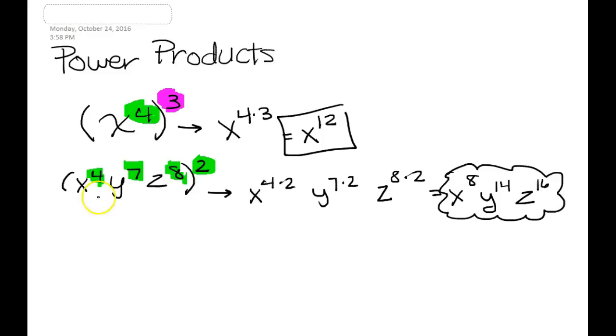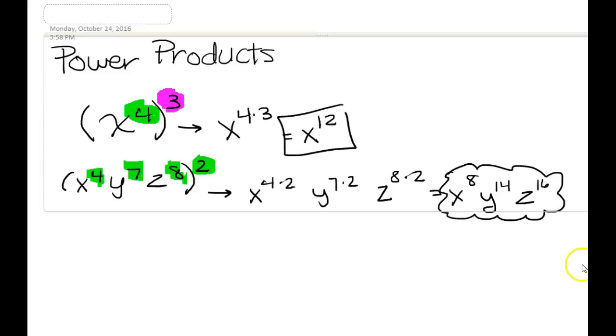So x, in this example, if we were to expand this, x to the 4th would really be x to the 4th times x to the 4th times x to the 4th. We're just shortening it by saying x to the 4th to the 3rd because that's 3 times that we would need to multiply those.